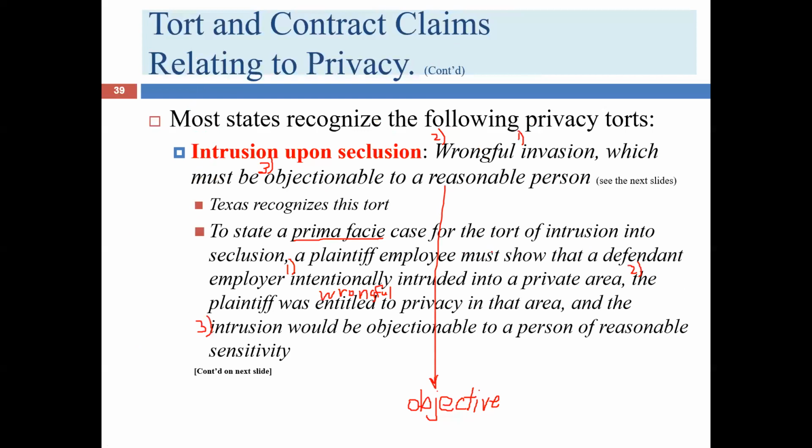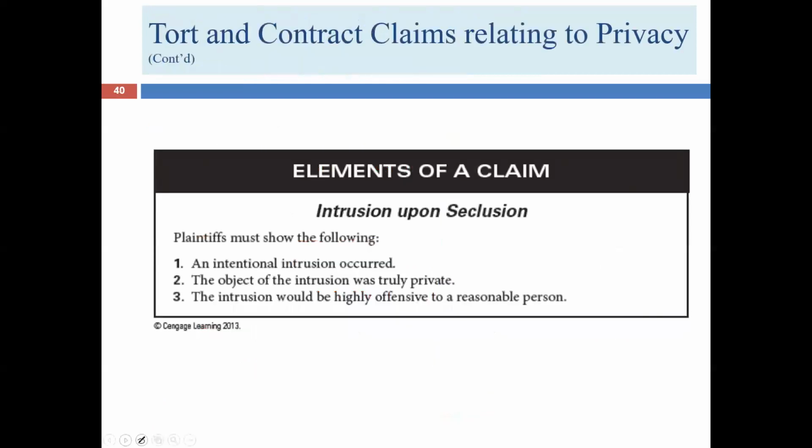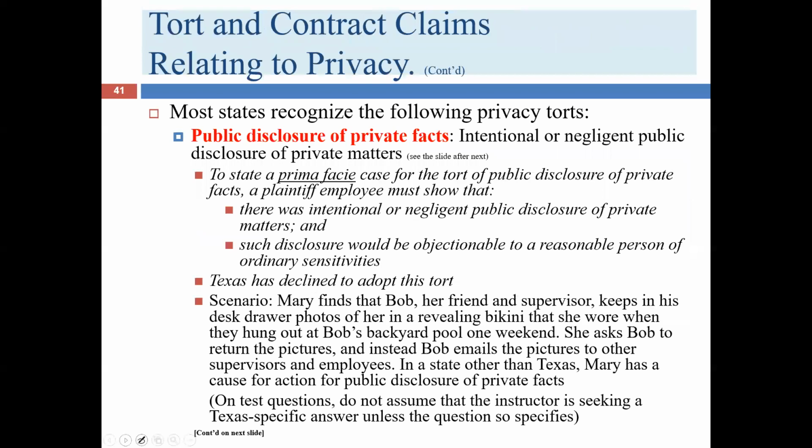So an employer that intentionally intrudes upon a private area that would be objectionable to a person of reasonable sensitivity, that can cause a legitimate cause of action in Texas. And again, here's another way of looking at the same thing. Plaintiffs must show an intentional intrusion has occurred. The object of the intrusion was truly private, so this is that wrongful requirement, and the intrusion would be highly offensive to a reasonable person. So we have all 3 of our elements here. It's just a different way of looking at it.